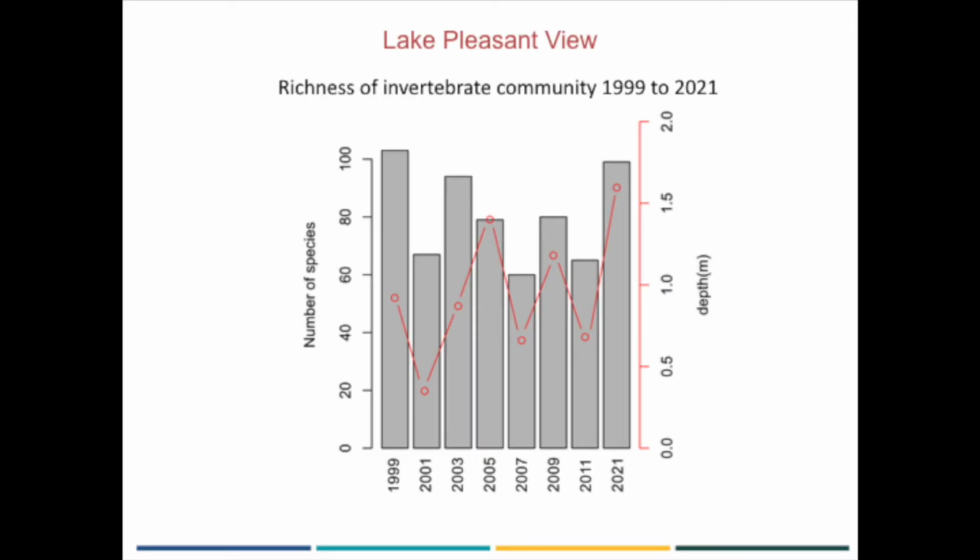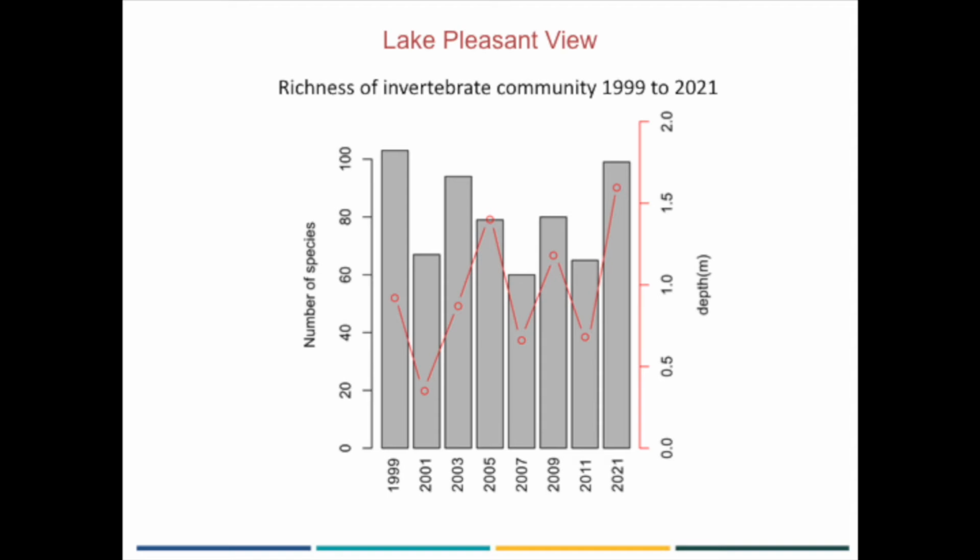So one of the things I mentioned about this particular survey is it's a temporal analysis, right? It gives us an idea of how these communities, or if these communities, are actually changing over time. So on the first y-axis here, we just have the number of species that were sampled at any given time. On the x-axis, we have years. And on this other y-axis, we have the depth of Lake Pleasant View, because water depth can be a predictor of community composition within these habitats.